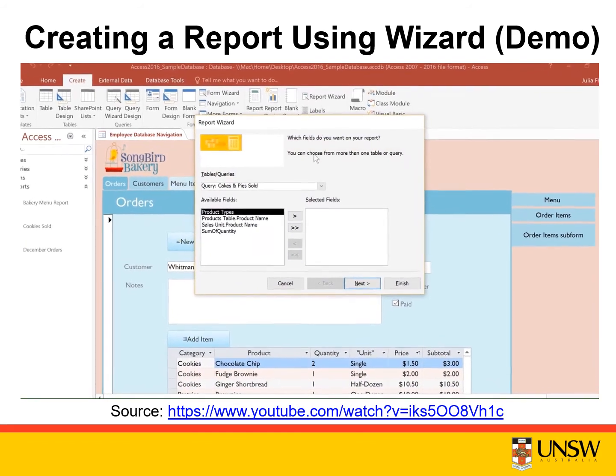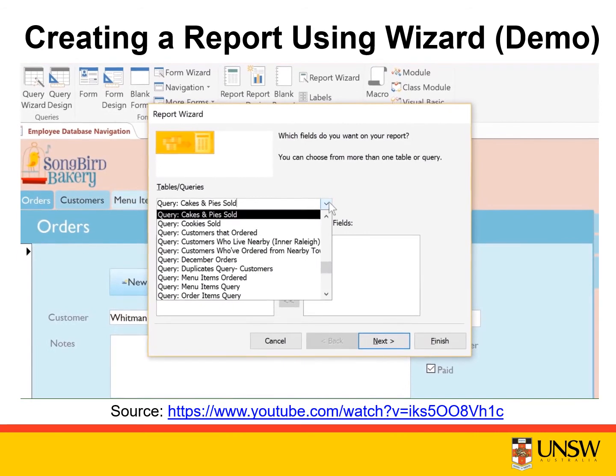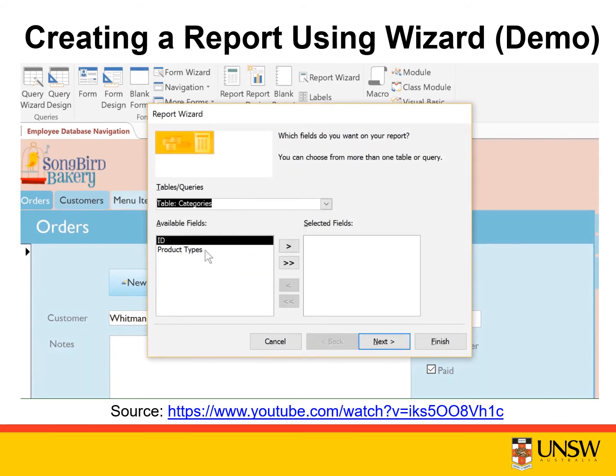We'll start by choosing the fields that we want in our report. If you click the drop-down arrow, you'll see a list of all of the tables and queries in your database. And we're going to add fields from several different tables. From the Categories table, we're going to need the Product Types field, and you can either double-click it or click the right arrow button to add it.